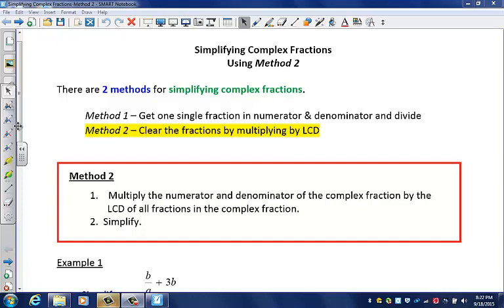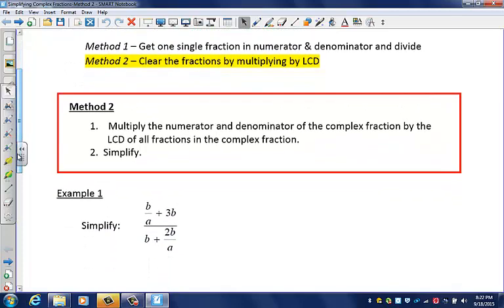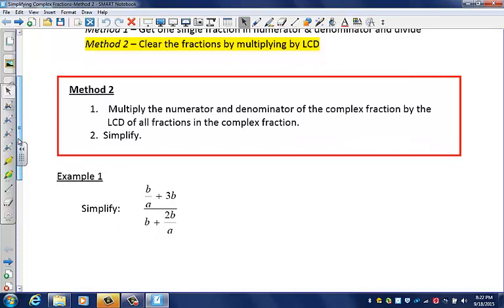Anyway, we're going to simplify complex fractions using method 2. I must admit, I'm kind of partial to method 2, and you might see, if you watch the video for method 1, you'll see that it's a little bit shorter. So method 2 is basically saying, let's get rid of those fractions right off the bat, which is the whole goal of simplifying a complex fraction. How we do that is we multiply by the least common denominator of all the fractions so that the denominators will cancel out.